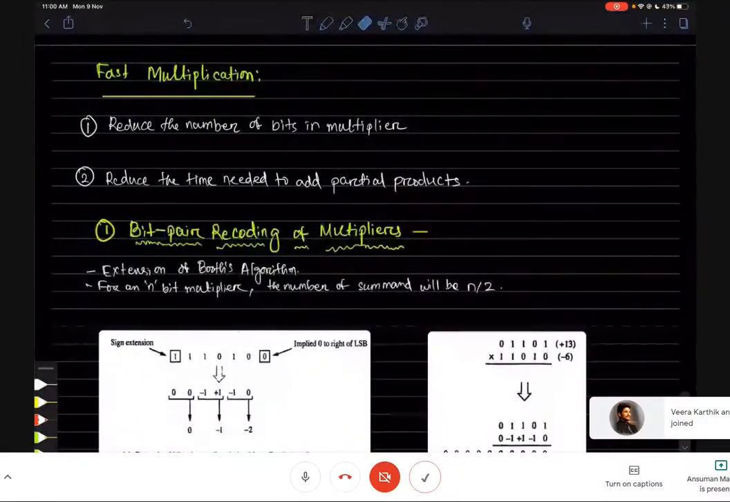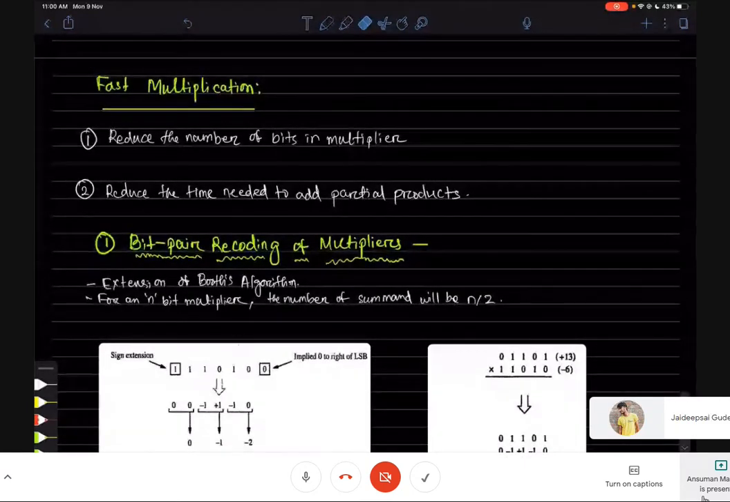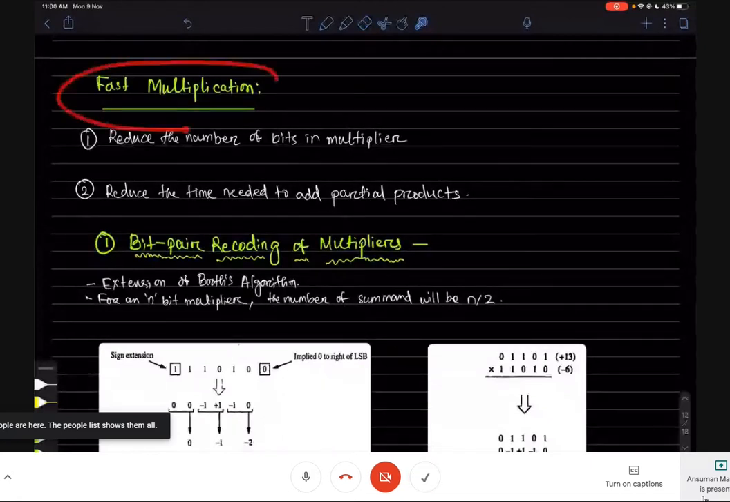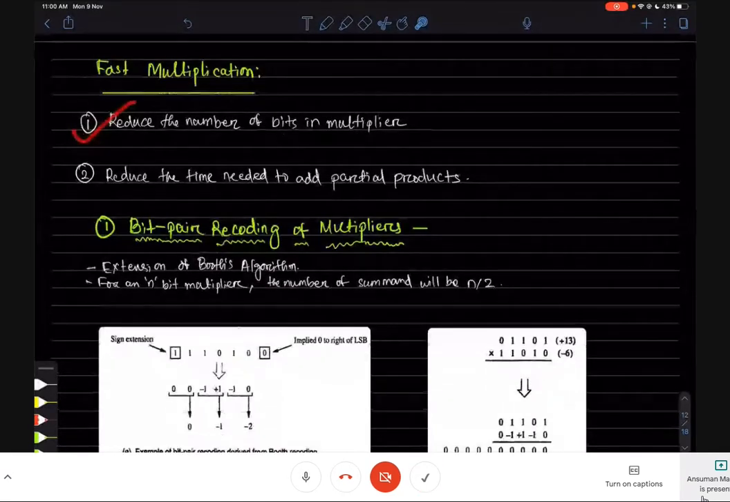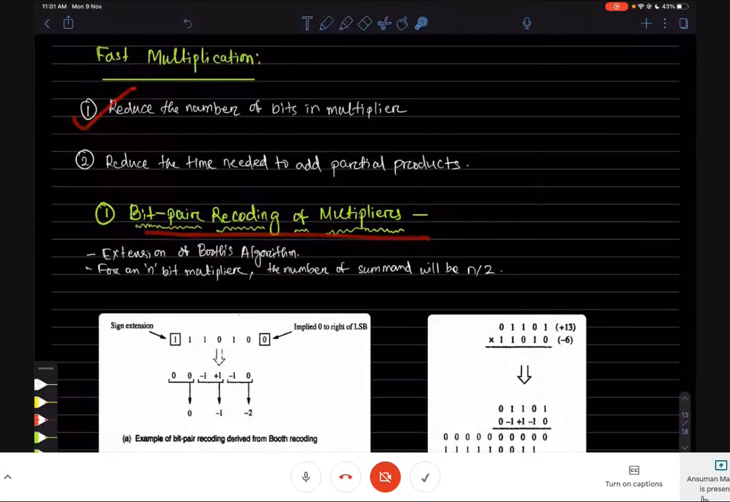Okay, let's start. In the last class we have seen Booth's algorithm for multiplication, and then also we have seen one technique for how to multiply faster. Fast multiplication can be done with two techniques. One technique we have already seen, that is bit pair recoding of the multiplier. So we are recoding the multiplier.